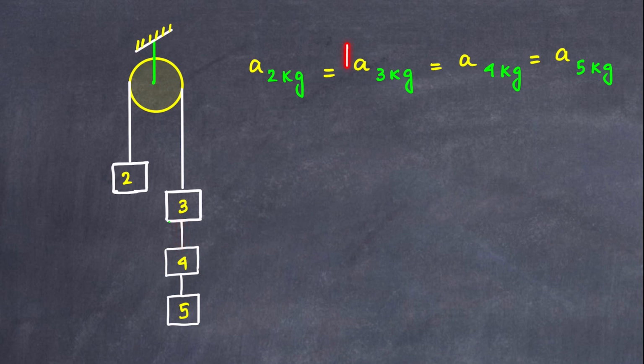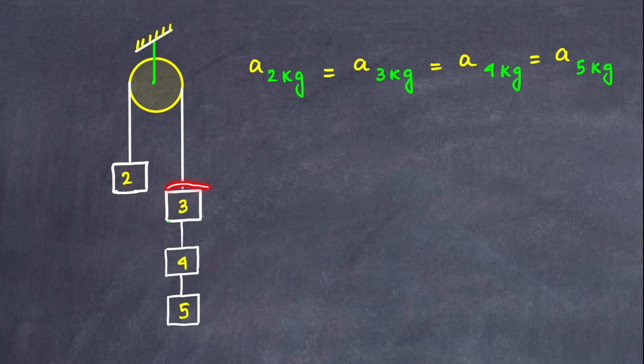So the acceleration of the 3 kg block will be equal to the acceleration of the 4 kg block. And the 4 kg block and the 5 kg block are connected by a single string, right? So the acceleration of the 4 kg block will be equal to the acceleration of the 5 kg block. So in conclusion, I can say that the acceleration of the 2 kg block will be equal to the 3 kg block, will be equal to the 4 kg block, will be equal to the 5 kg block.